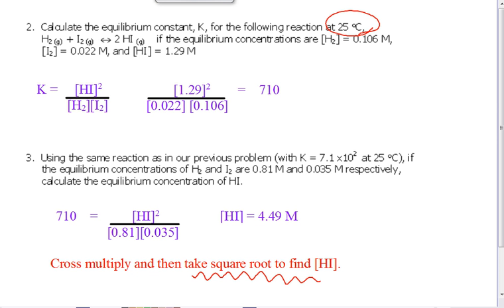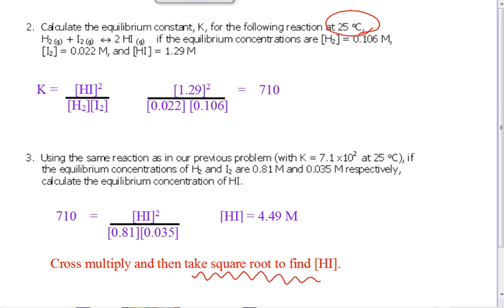If we change the temperature to anything other than 25 degrees Celsius, that constant will change. We will discuss how to predict whether it goes up or down, depending on whether or not the reaction's endothermic or exothermic. But let's hold that off till later.